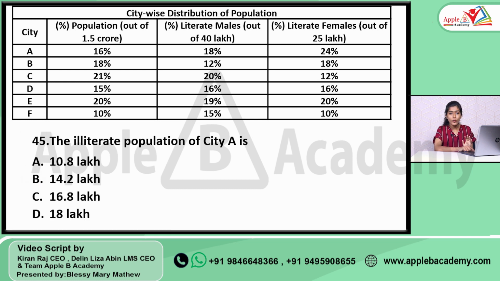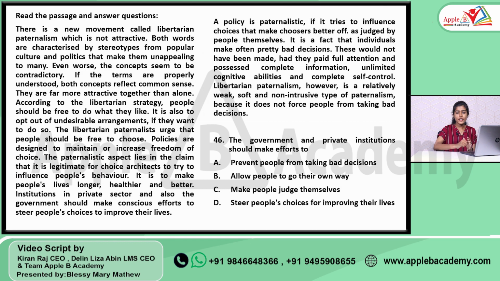The last and final question asked from data interpretation, the illiterate population of city A is, and we have the options 10.8 lakh, 14.2 lakh, 16.8 lakh and finally 18 lakh, and the right answer given was option A, that is 10.8 lakh. Alright, moving to the next set of questions.